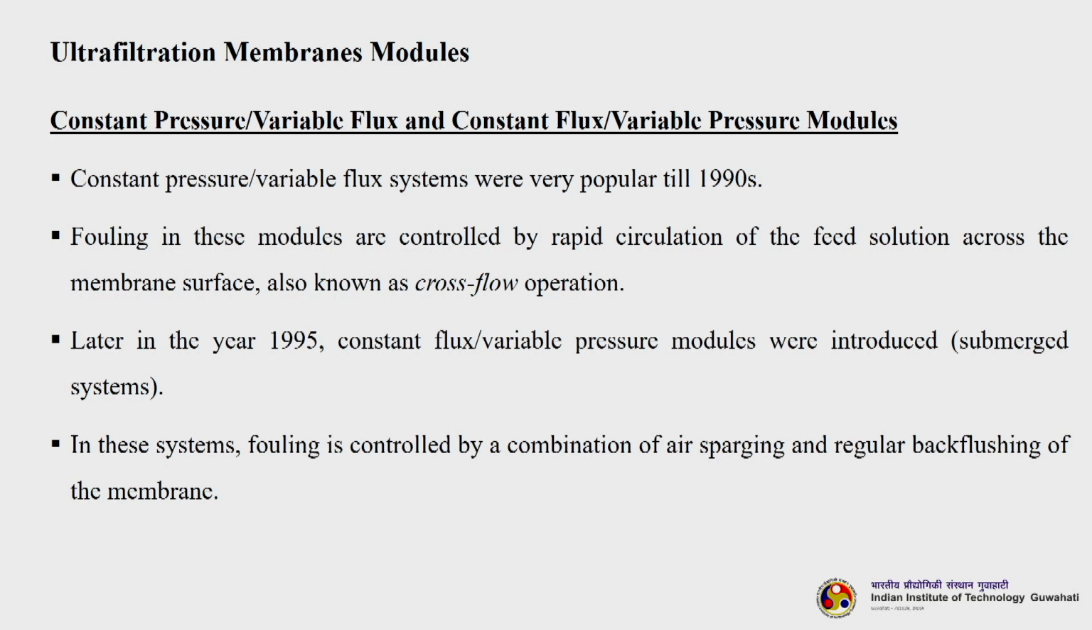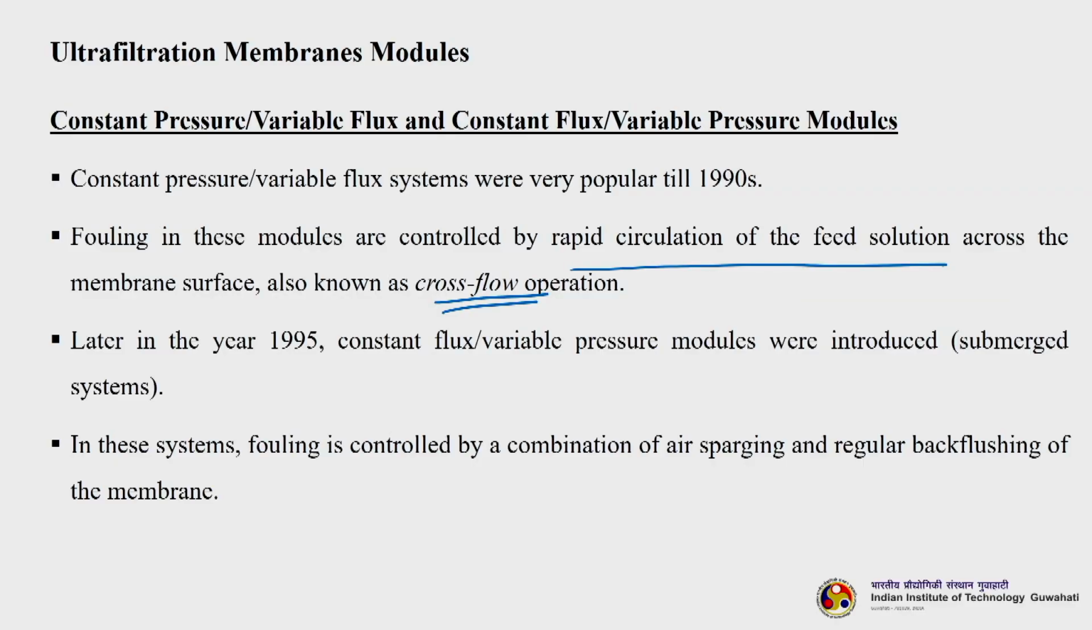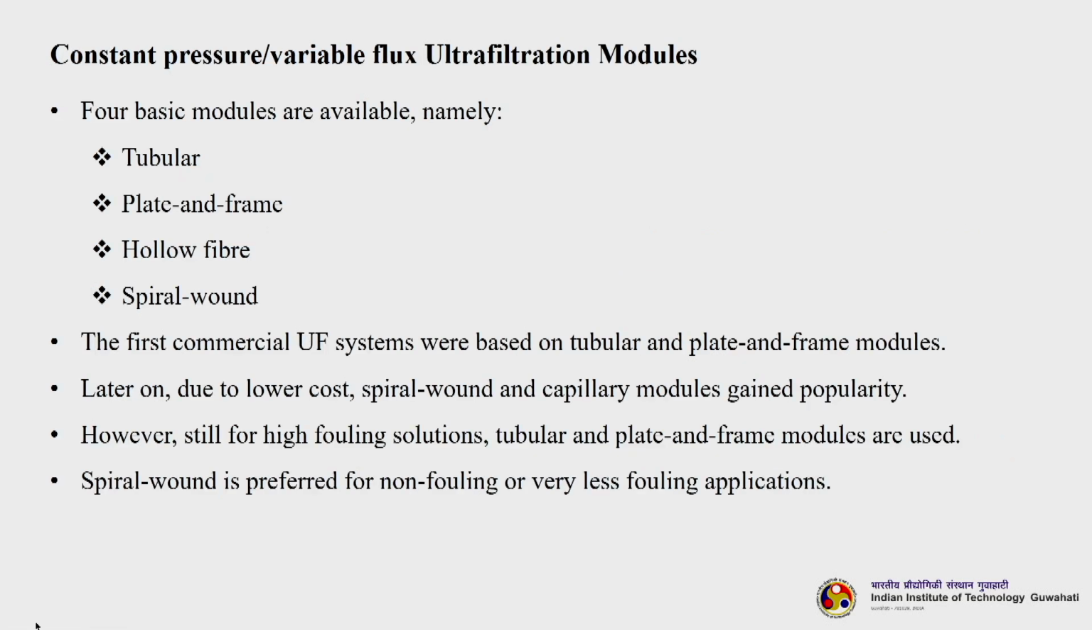In case of constant pressure and variable flux systems, fouling is controlled by the rapid circulation of the feed solution across the membrane surface. So, these are cross flow operations; constant pressure and variable flux modules operate in a cross flow system. In constant flux and variable pressure systems, fouling is controlled by continuous air sparging as well as regular back flushing. They are mostly submerged systems. So, let us now understand the constant pressure and variable flux ultrafiltration membranes, or per se we can call them cross flow ultrafiltration membrane systems.